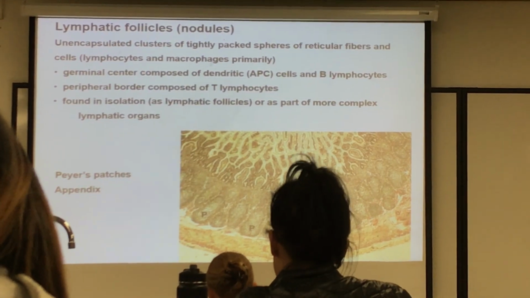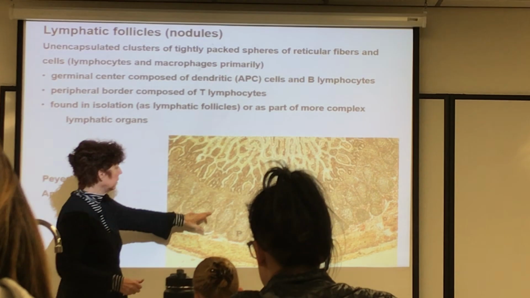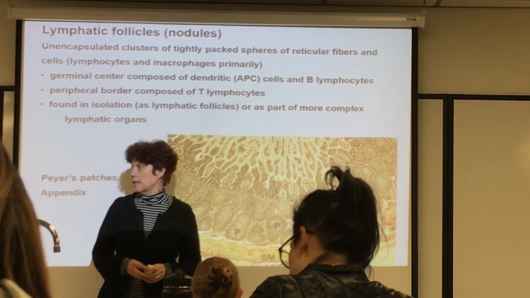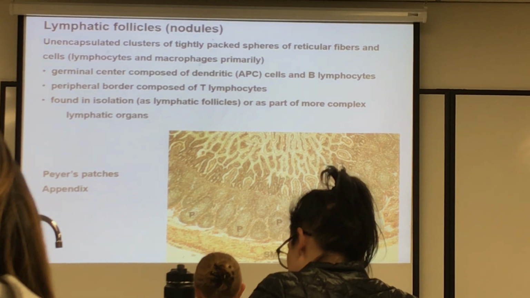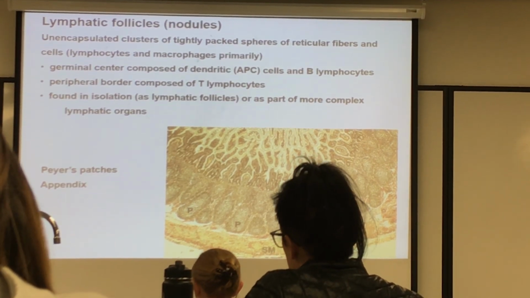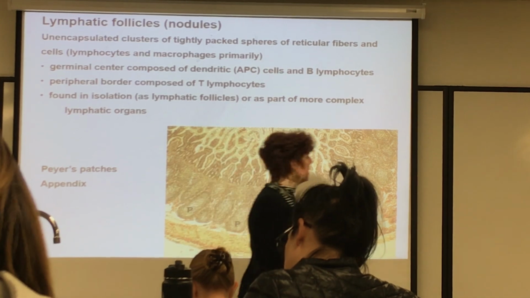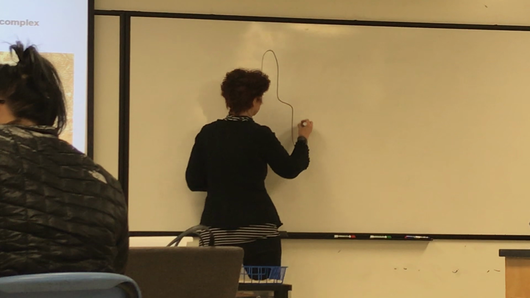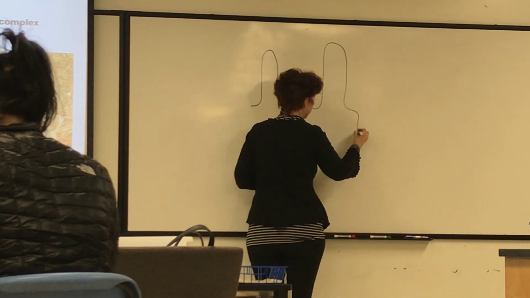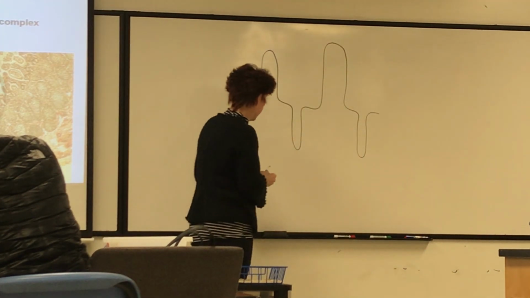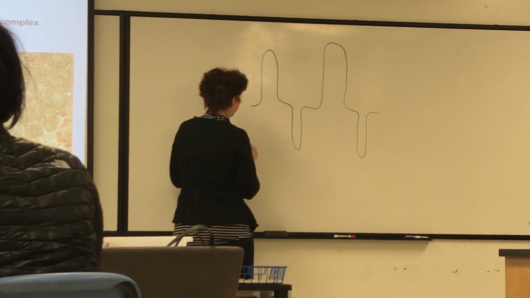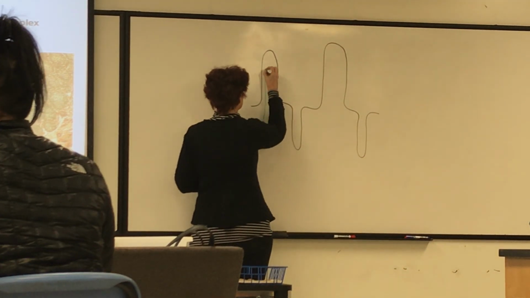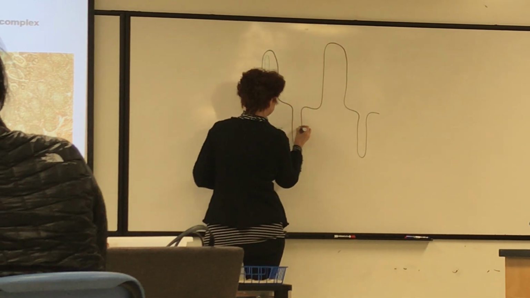So this is the Peyer's patches. This is a lymphatic follicle that we have right here. And lymphatic follicles are spheres of organized lymphocytes and some macrophages. So if we have, let me diagram a little bit of the small intestine. We have the villi, and we have intestinal glands. Now we can put in the lymphatic capillary here. Lacteal.